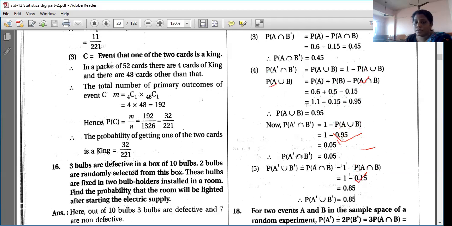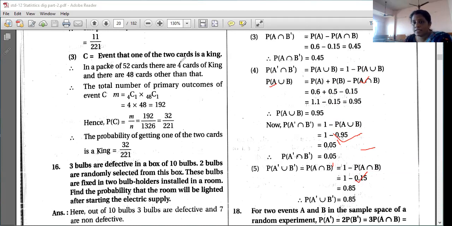Now A dash union B dash, that is P of A intersection B the whole dash, right? The whole dash is not given anywhere here, that is a mistake. So you have to write over here P of A intersection B the whole dash, that is 1 minus P of A intersection B, that is 1 minus 0.15, that comes to 0.85. So P of A dash union B dash is equal to 0.85.